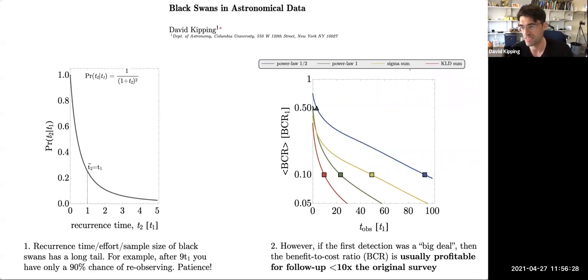There's a few different models I tried here, some of them very pessimistic, some optimistic. The takeaway is that pretty much whatever you assume, it's usually profitable to continue for up to an order of magnitude longer than the original survey. You're still likely to end up scientifically profitable in this economical analysis.